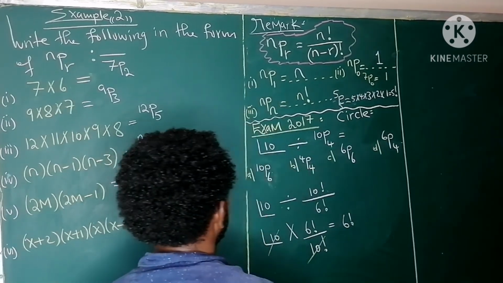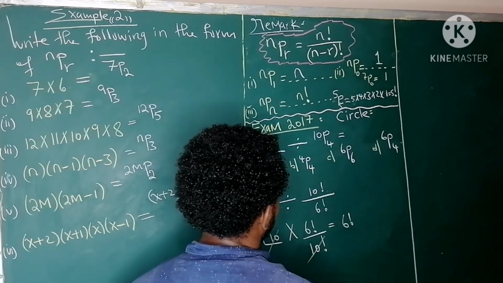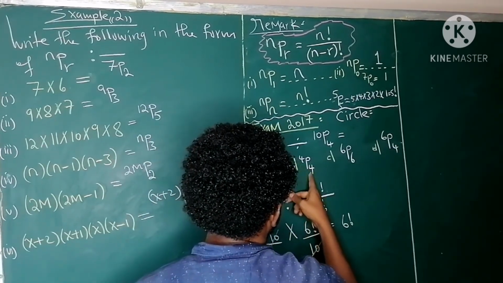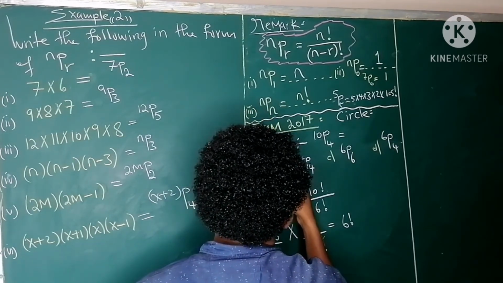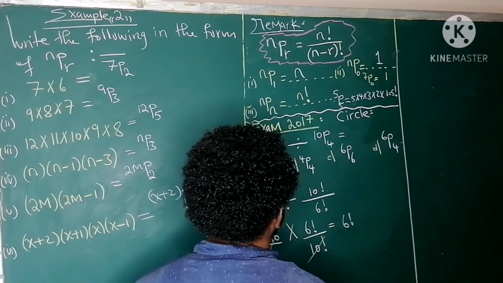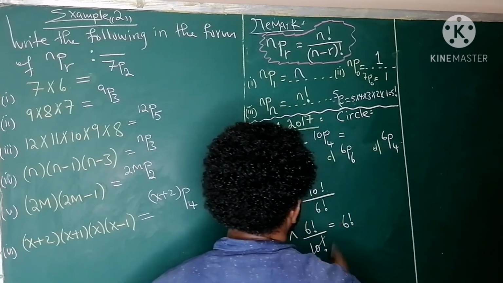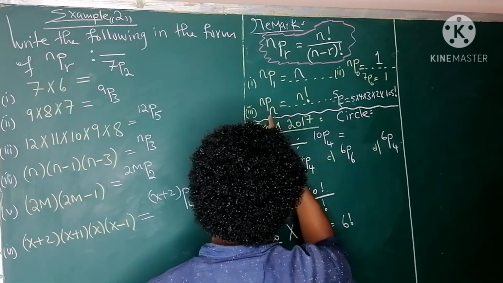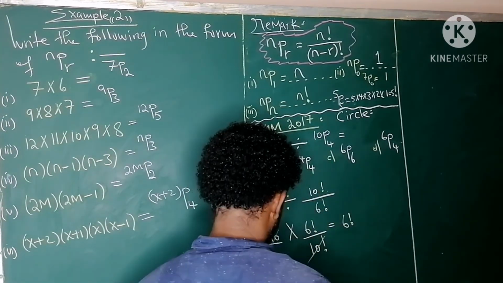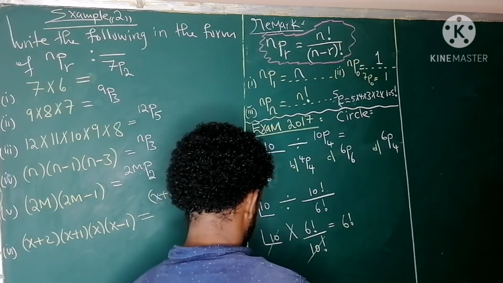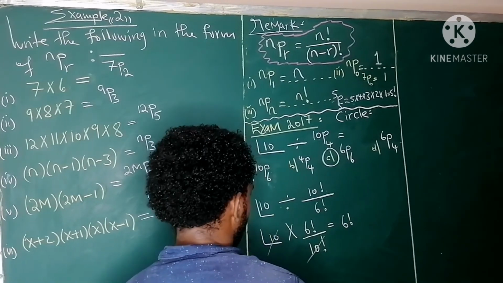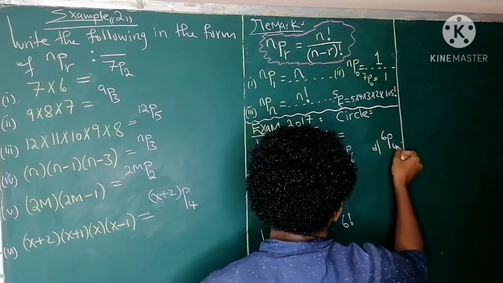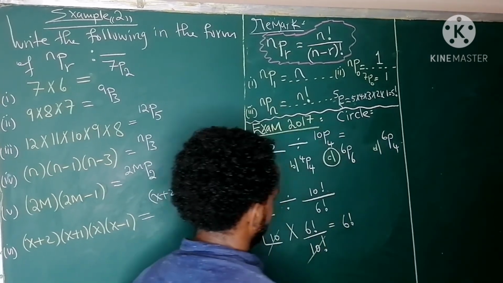So where is 6 factorial? Is it 10P6? No. Is it 4P4? 4P4 according to this formula is 4 factorial, but our answer is 6 factorial. Is it 6P6? 6P6 according to this formula is 6 factorial. This is the correct answer. What about 6P4? No, it is not 6 factorial.